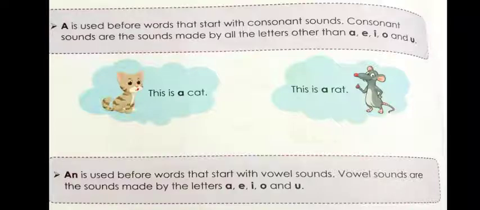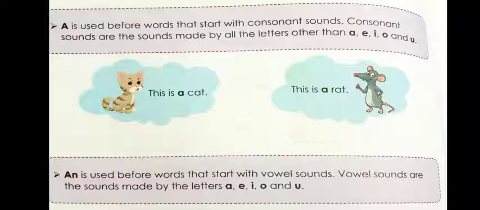For example, this is a cat. Can you see a vowel sound in this? No. Cat. This is a rat. R is not a vowel. Rat. There is no vowel sound in this, isn't it? So, this is a rat. Now you understood where to use a.